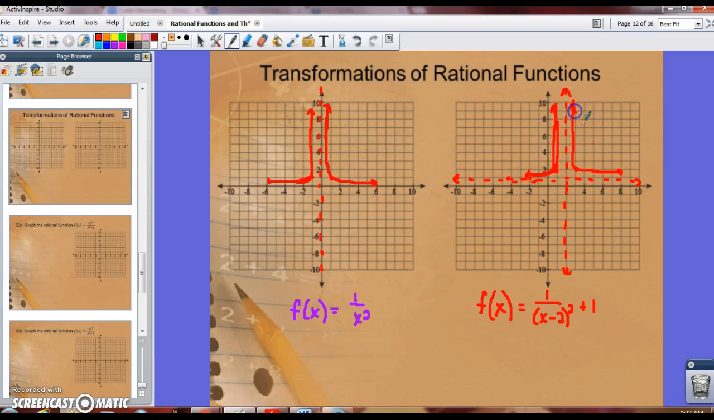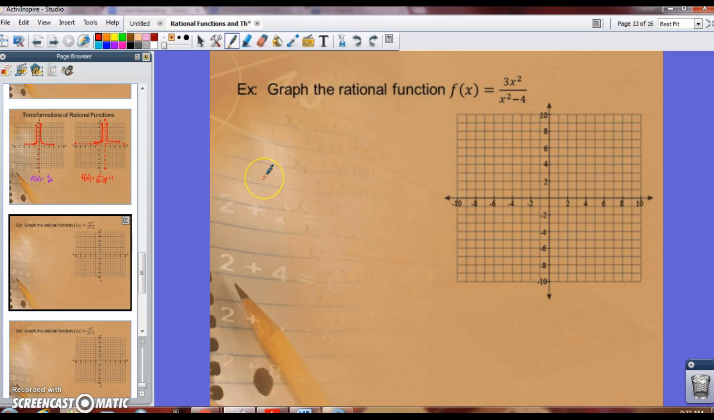Okay, so just a quick little demonstration on what happens when you're transforming rational functions. Very similar to what we did with quadratic functions and all of those different things. Parentheses means you have a horizontal shift, you're going the opposite direction. Number tacked on the end means you have a vertical shift. Okay, so pretty straightforward there. I just wanted to do a quick review of that.